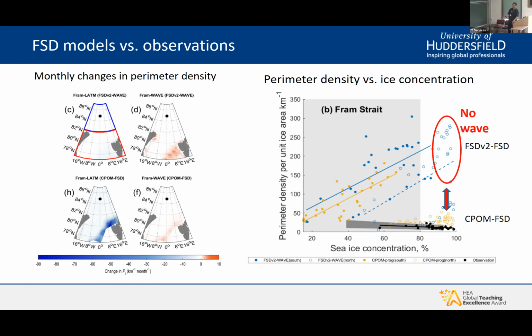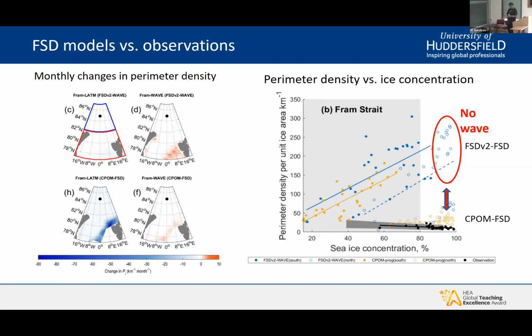And the second thing I want to point out is, in the Fram Strait case, the observation happened in a northern area. In that case, we didn't see any wave effect from the model, so no wave in the model. However, we see very large values of the perimeter density from the model, especially the FSD version 2 model. So we're wondering why it happened, why it is so different from the observation. But CPAM seems to be closer to the observation in this case.